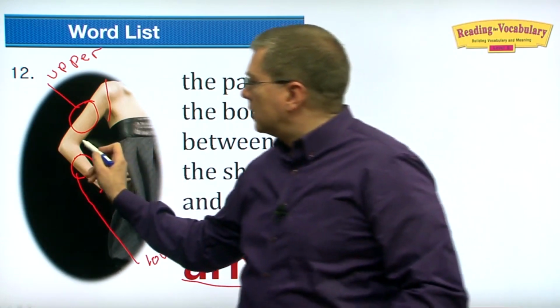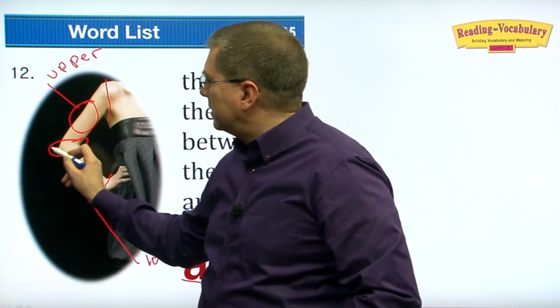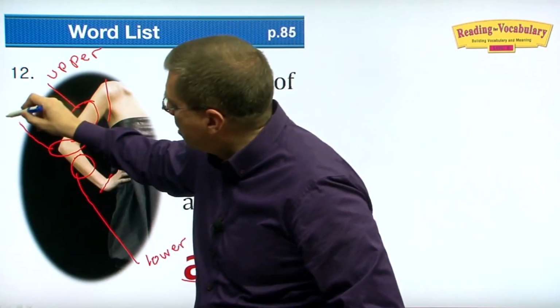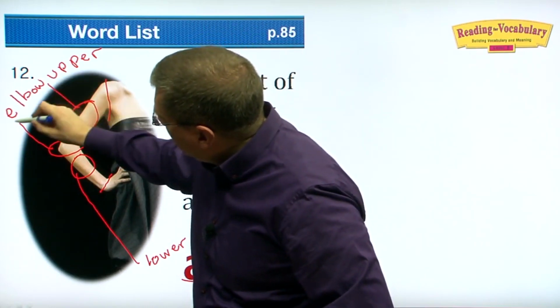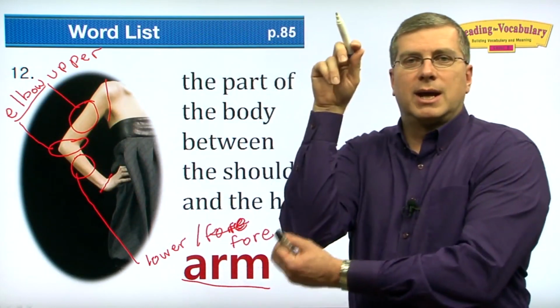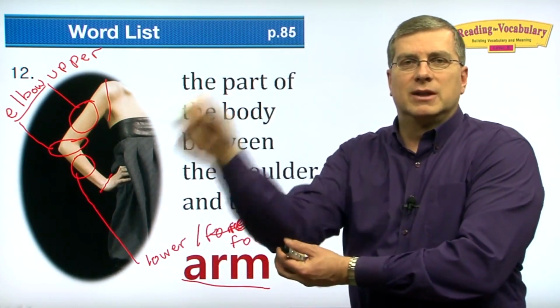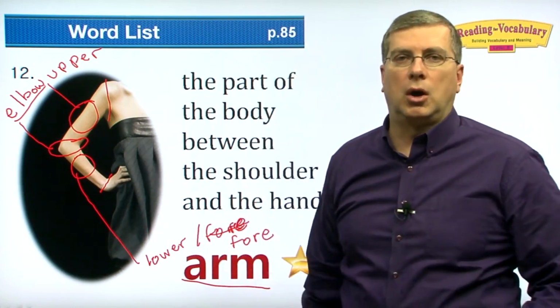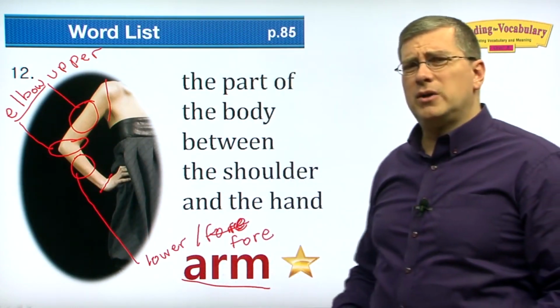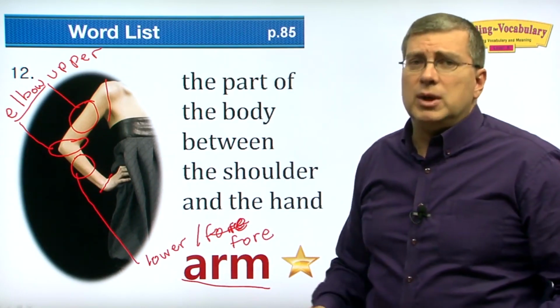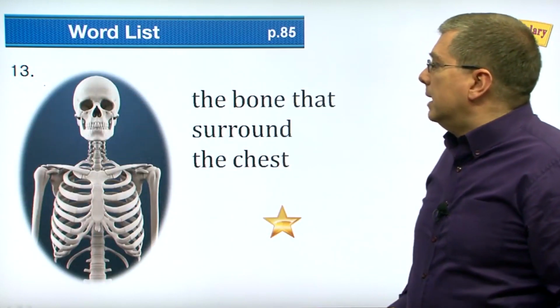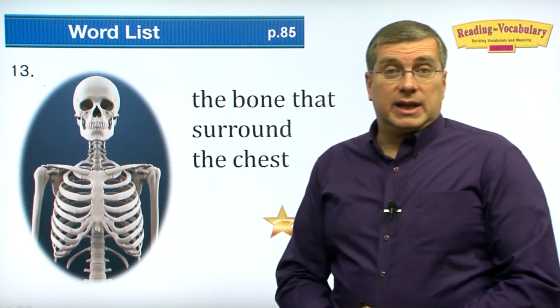And of course, those two parts are separated by what's this? It's called the elbow. Elbow. The elbow is right here, and that separates the two parts of your arm. Arm. Is arm hard to pronounce? Arm. Arm. Pretty easy. Okay, next one. Here we have a skeleton again, right?